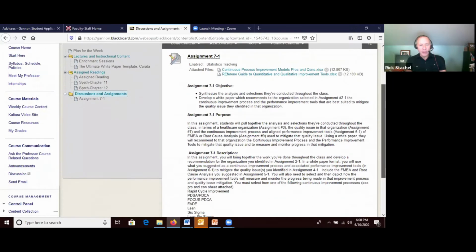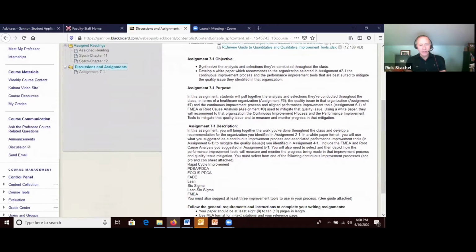But what I've done is include other types of continuous process improvements. So I added in the PDSA, PDCA approach. And that's part of all of them a lot of times. And then I did put in FMEA as well. With those, you'll still have to suggest 3 improvement tools. And we went over qualitative and quantitative tools last week, so you can include those in any one of these primarily.